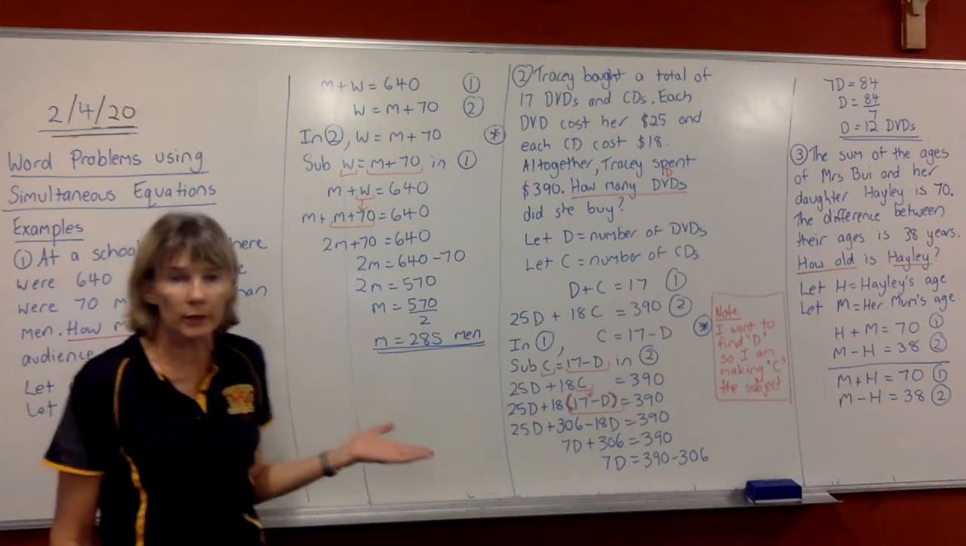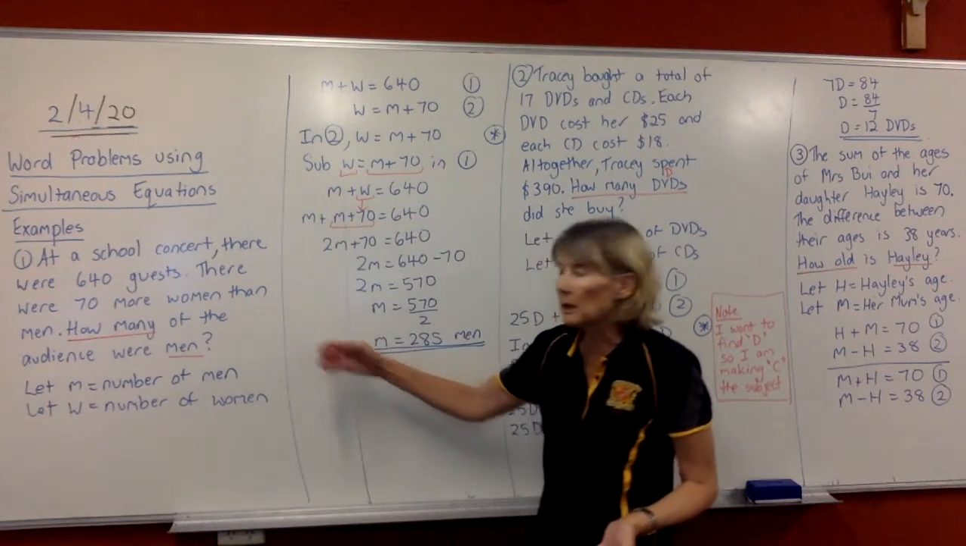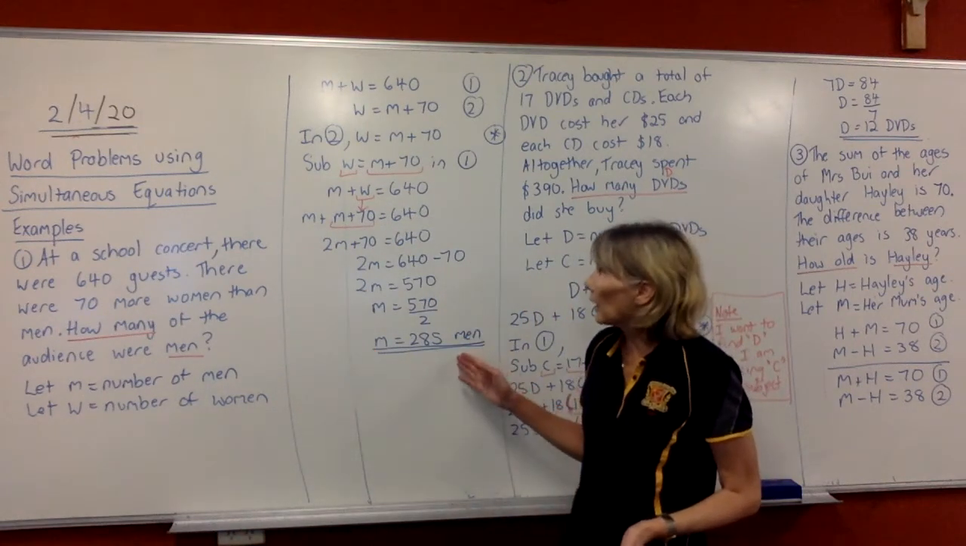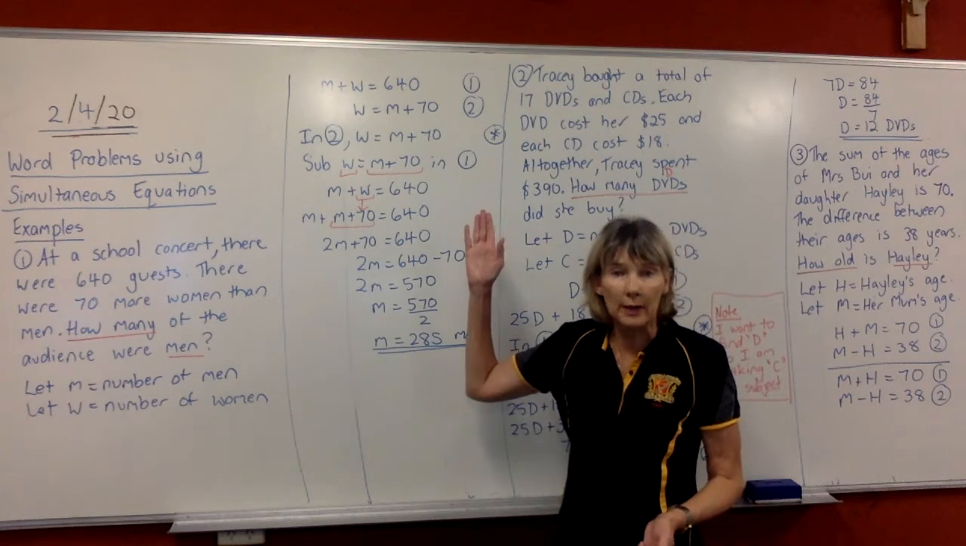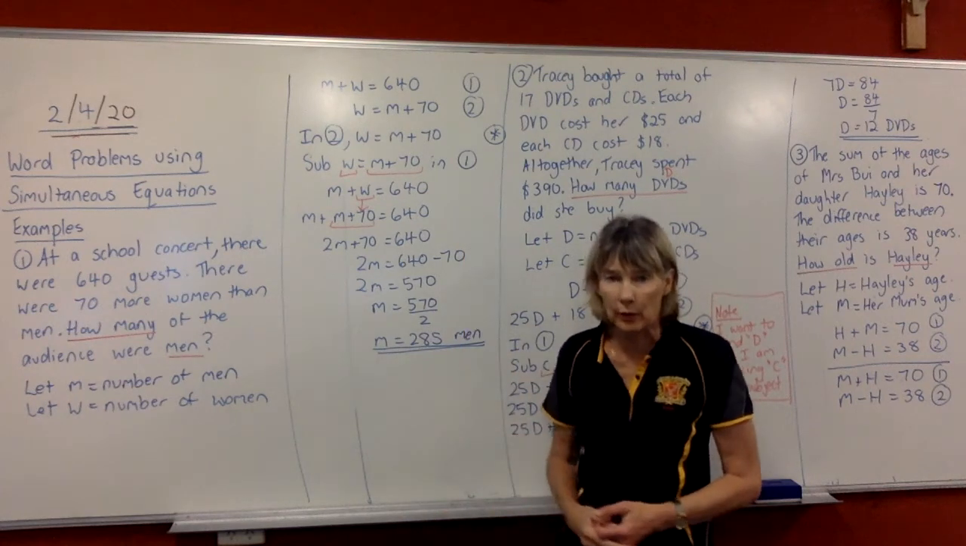That's the answer to the question. That's what they wanted to know. How many of the audience were men? So we're not going to go and get that and sub back in and find out what W is, because they didn't ask for it.